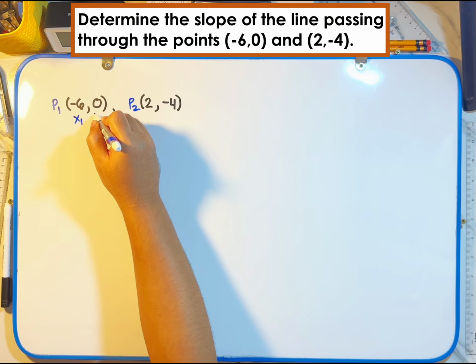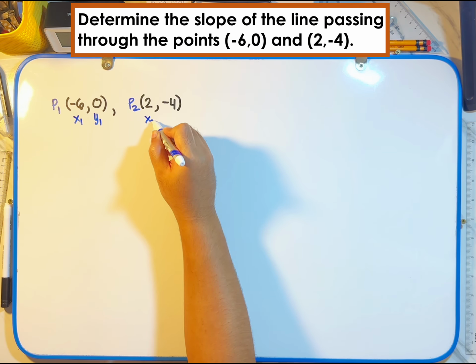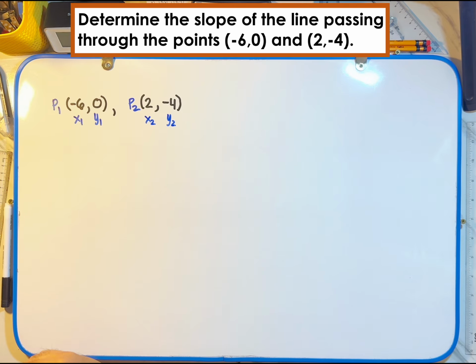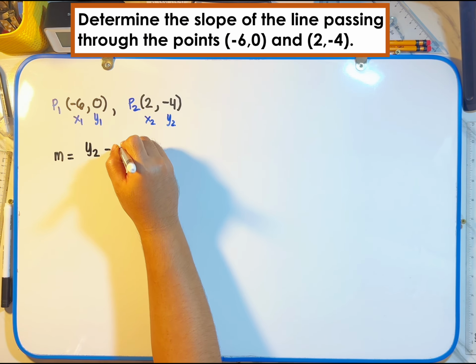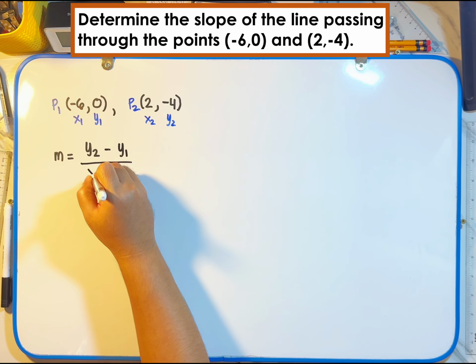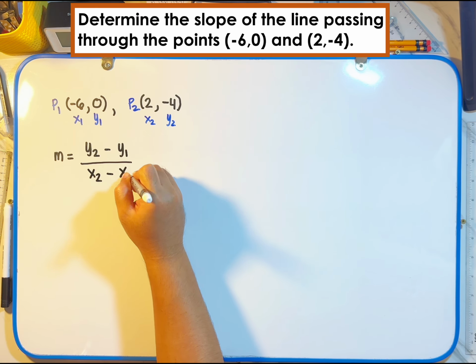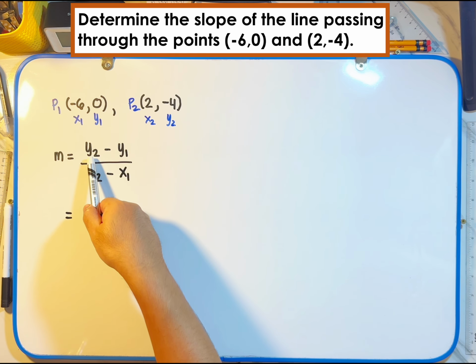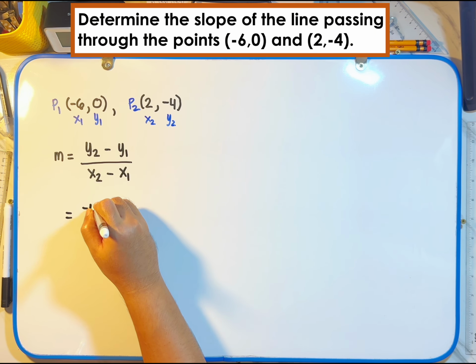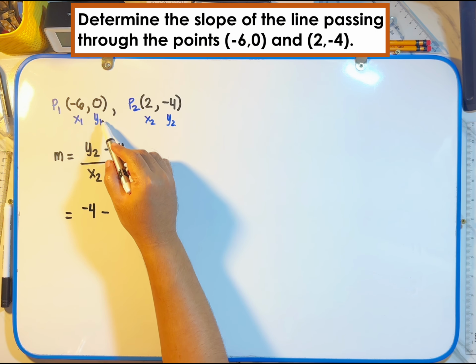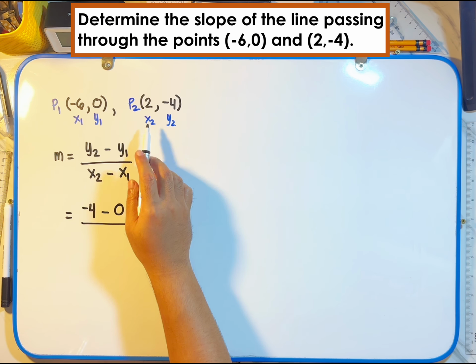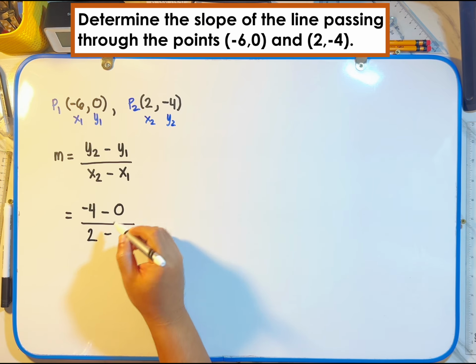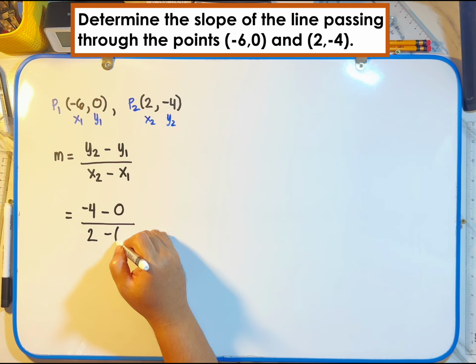Therefore, this is x1, y1. This is x2, y2. Now, let's substitute directly into the slope formula. M is equal to y2 minus y1 divided by x2 minus x1. y2 is negative 4, minus y1, which is 0, divided by x sub 2, which is 2, minus x sub 1, which is negative 6.